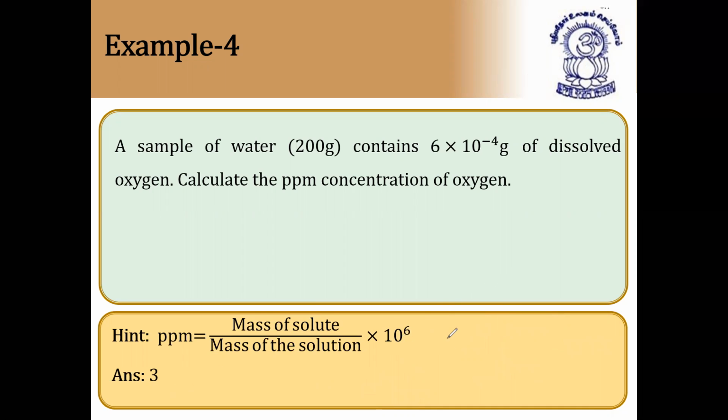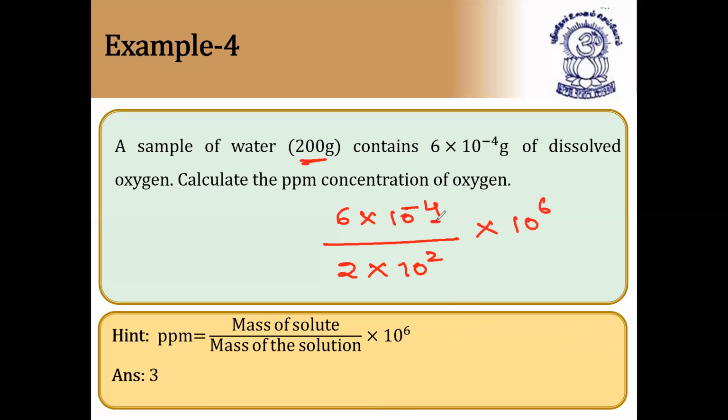Only 200 you have to take. You should not take 16 × 10 to the power minus 4 plus 200. Again, I'm writing here if you have any confusion. So ppm is equal to 16 × 10 to the power minus 4 grams, that is mass of solute, by total mass 200 grams, 2 into 10 to the power 2, into 10 to the power 6. The 10 to the power 2 goes to the numerator as 10 to the power minus 2, so it becomes 10 to the power 6 and 10 to the power 6. Both get cancelled. So the answer is 3. I hope it is clear now.